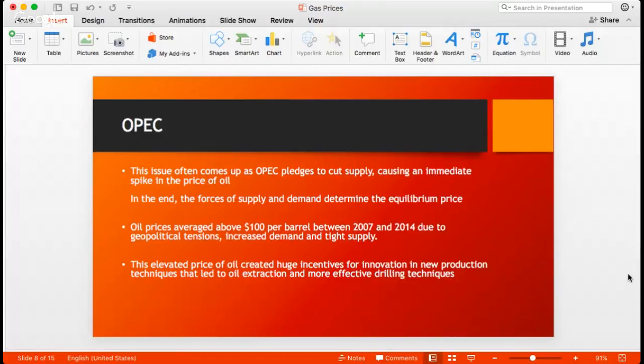Oil prices averaged above $100 per barrel between 2007 and 2014 due to geopolitical tensions, increased demand, and tight supply. This elevated price of oil created huge incentives for innovation and new production techniques that led to oil extraction and more effective drilling techniques. So sometimes a spike in price is a good thing if it forces companies to spend more in research and development to increase the production and profit.